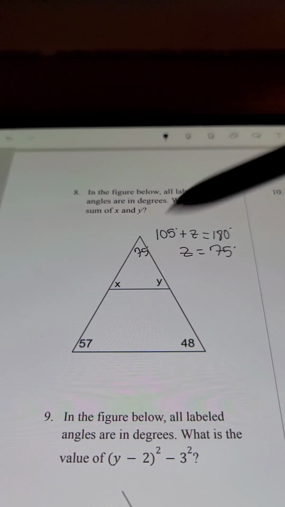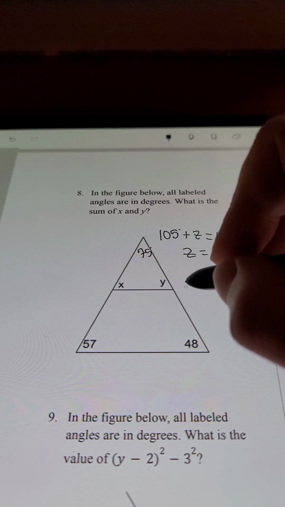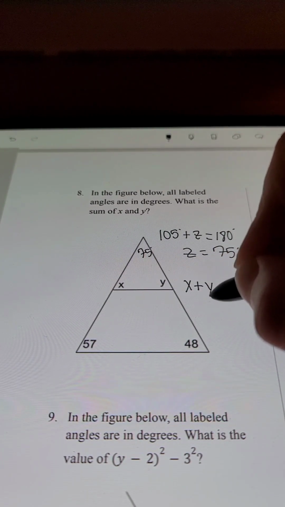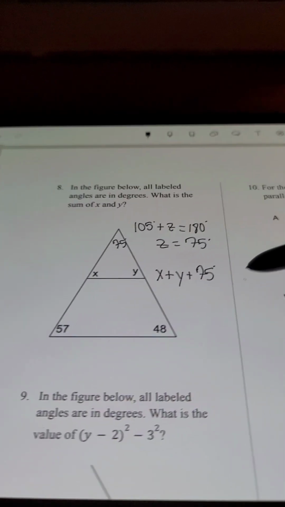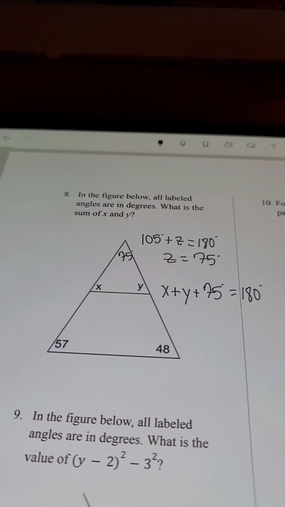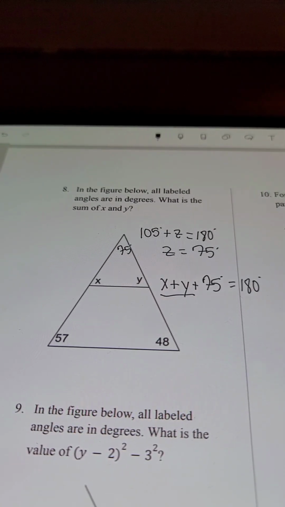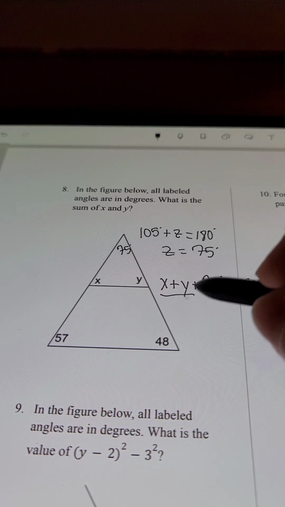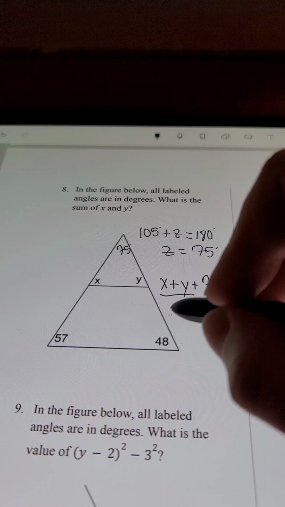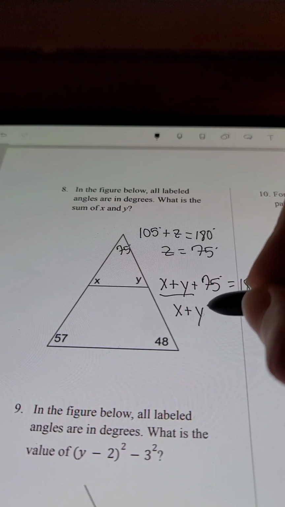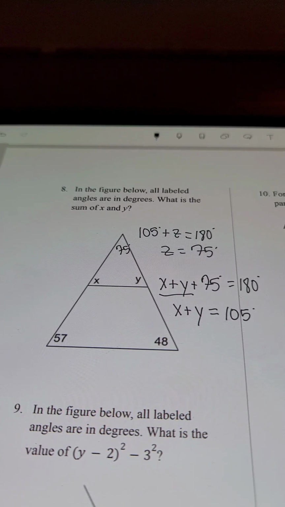Now I'm going to focus on the little triangle. I know all three angles in the little triangle have to add up to 180 degrees, so let me write that as an equation. x plus y plus 75 degrees equals 180 degrees. Remember, I want the sum of x plus y, so I'm basically solving for this right here. I can isolate that by subtracting 75 from each side to get x plus y by itself. So now I have x plus y is equal to 105 degrees.